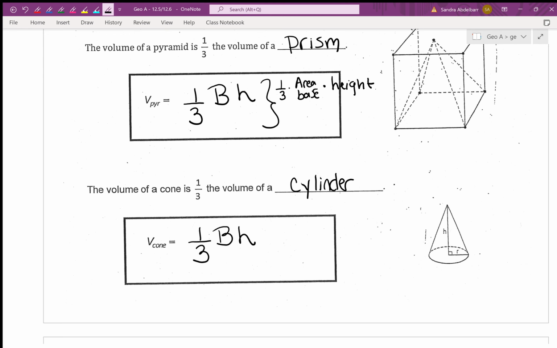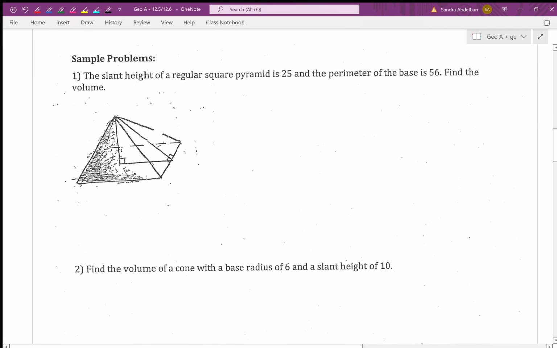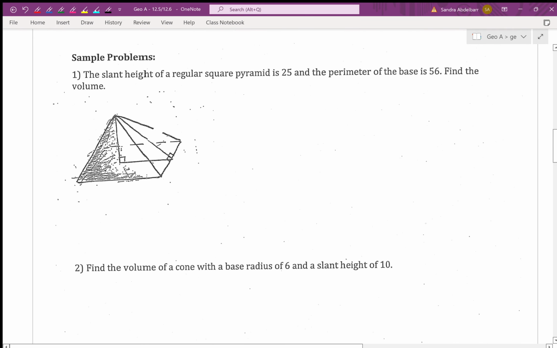Are we ready? All right, let's do some problems. The slant height of a regular square pyramid is 25. So what you need to remember is vocabulary. The slant height, remember, is an altitude of one of the faces. So that's 25. The perimeter of the base is 56. So next thing we need to know, because it's a regular square pyramid, what kind of shape is the base? A square. So if the perimeter is 56, each side has to be 14. You got it.